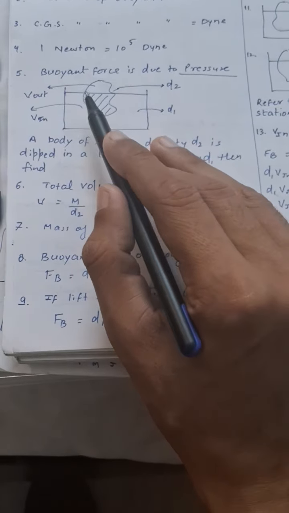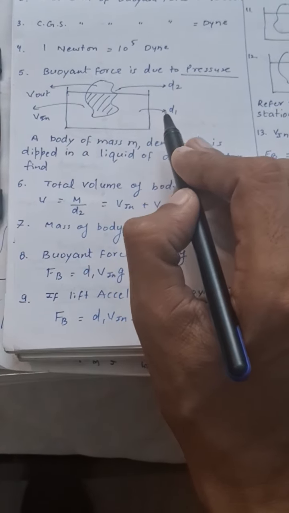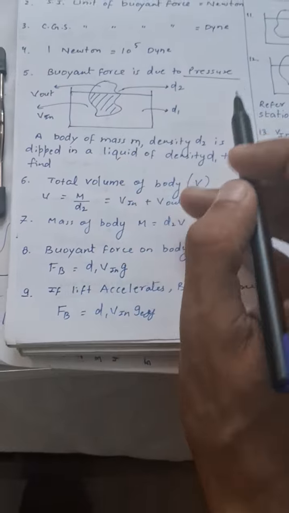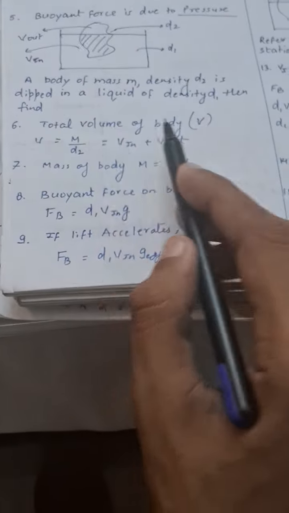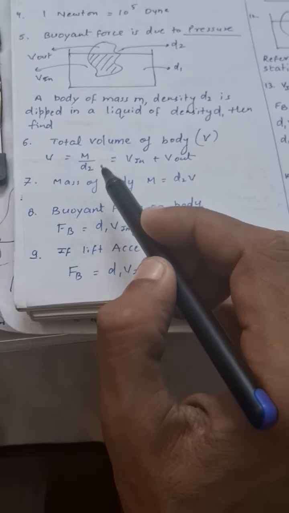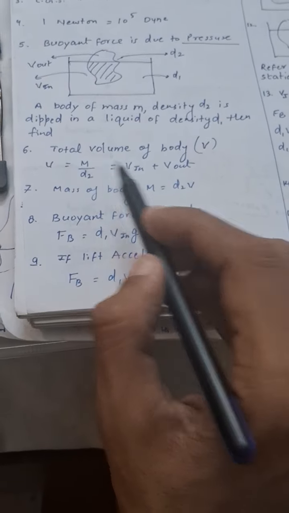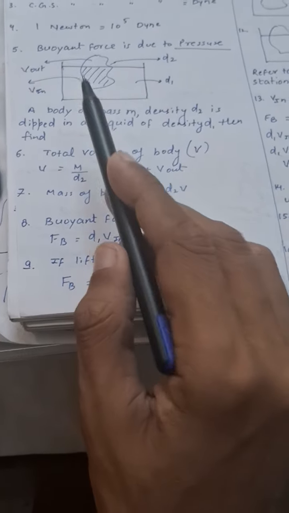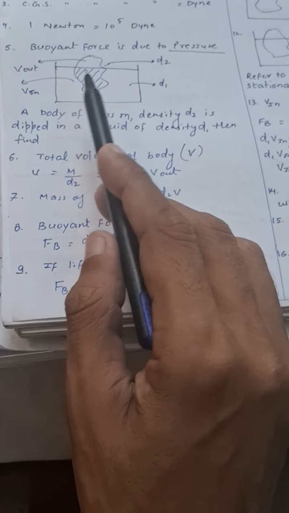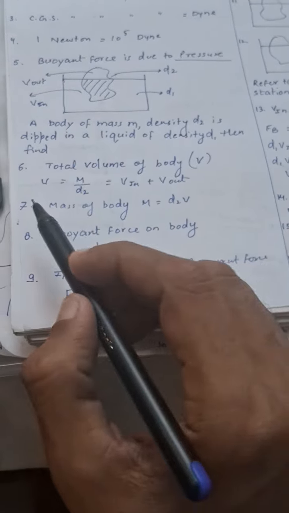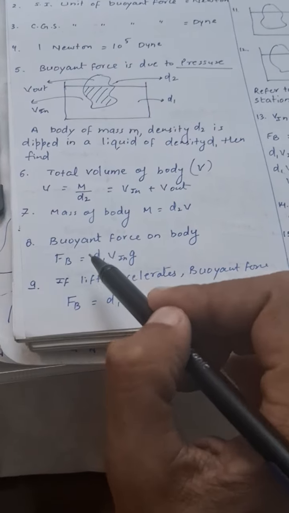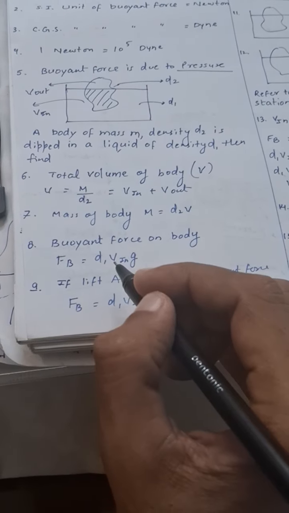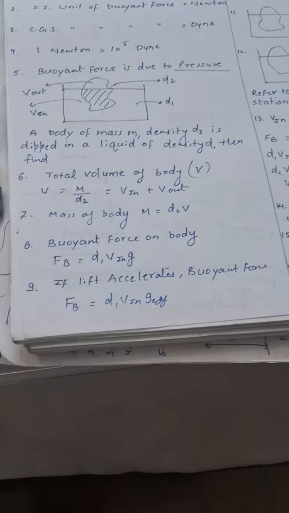Now there is a question, a body is submerged into a liquid of density d1, density of body is d2, mass m. Then we need to find total volume of the body. So we know that volume is mass by density, so that is m by d2, and it is also equal to V in plus V out, where V in is the volume inside liquid, V out is outside liquid. Mass of the body is d2 V. Buoyant force on the body is density of liquid into volume of solid inside the liquid into g.